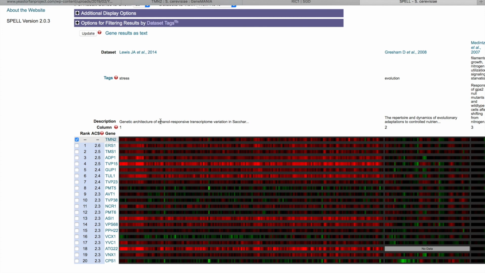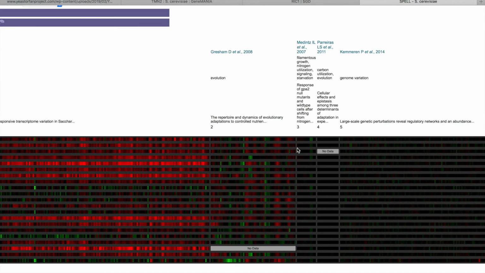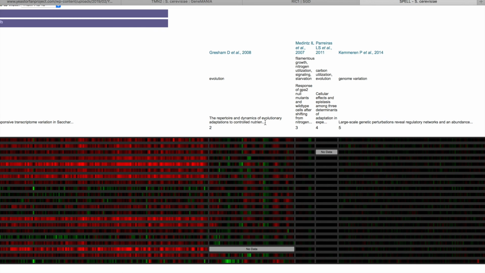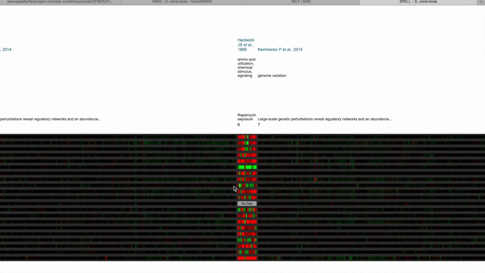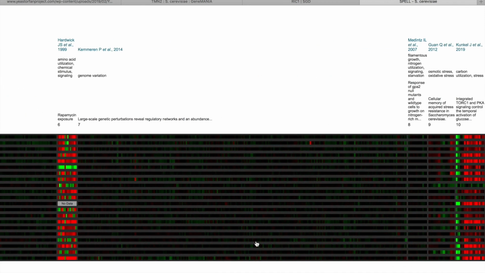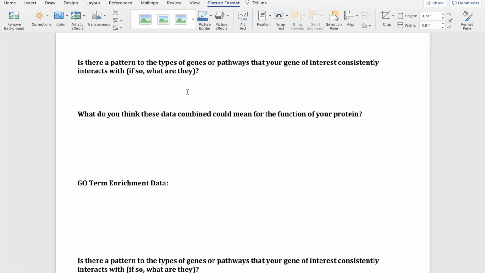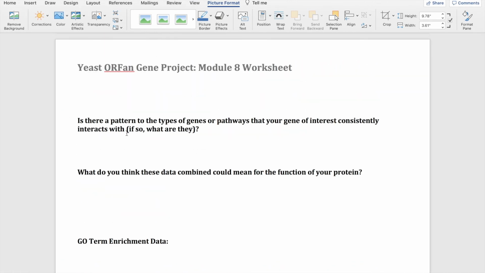So at the top you have 1, 2, 3, it's numbered, and it tells you what different things it was exposed to. So 1 is genetic architecture of ethanol responsive transcription variation. So 2, we have the repertoire and dynamics of evolutionary adaptations to control nutrient, and then it's kind of cut off there. But you can click on the study and read about it as well up at the top, that it's hyperlinked. We have rapamycin exposure. That's that one bar of red amongst the black.